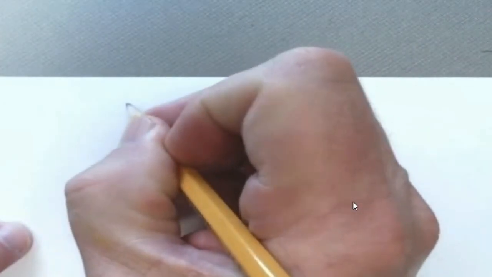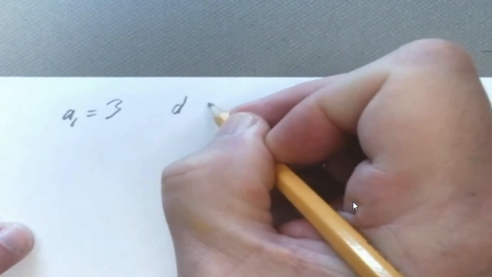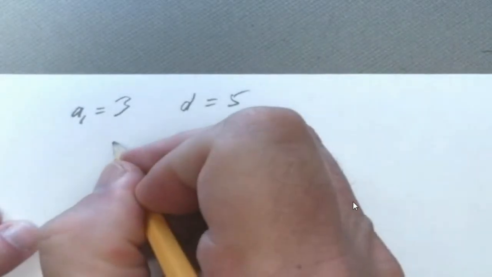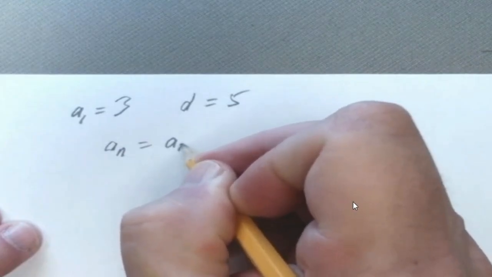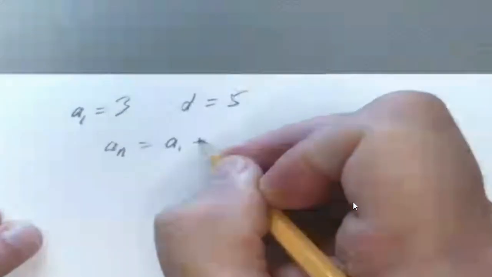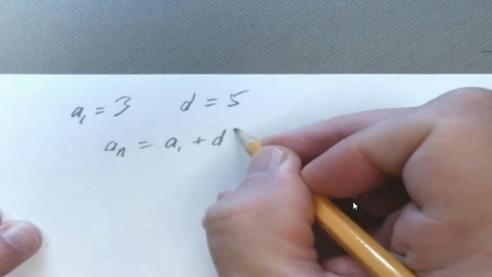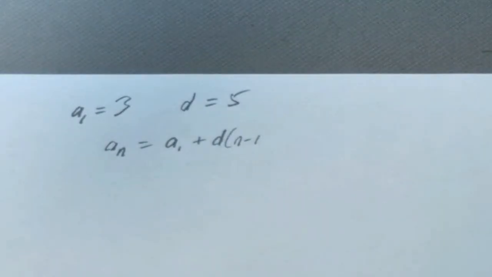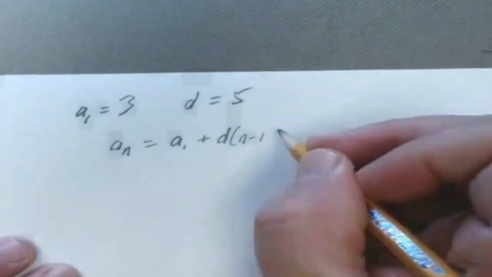So he started with 3. That's his first day's response. And the common difference is 5. So if we want to find a term, we can take the first term plus the common difference times n minus 1. Or is it a sub n minus 1? It's the term before it. No, just times n minus 1. We're doing the explicit formula.